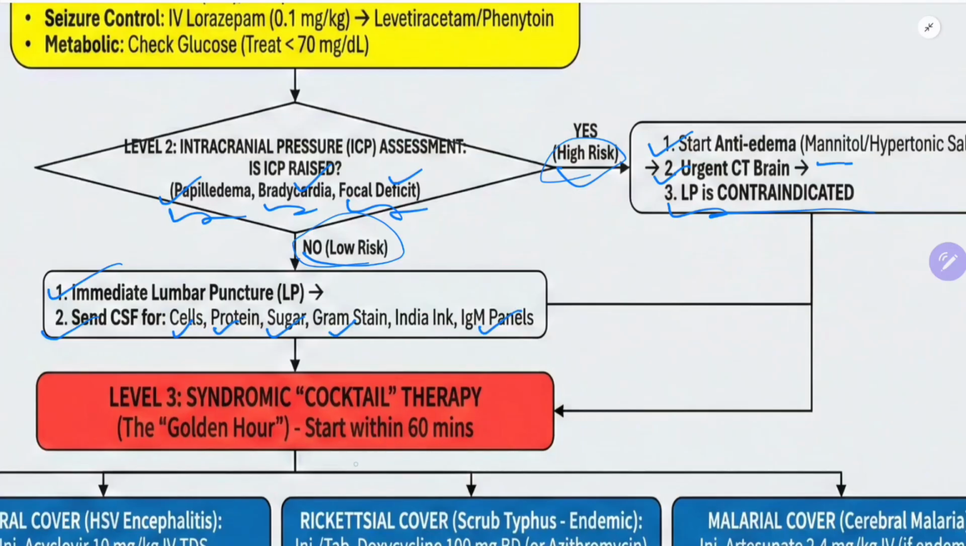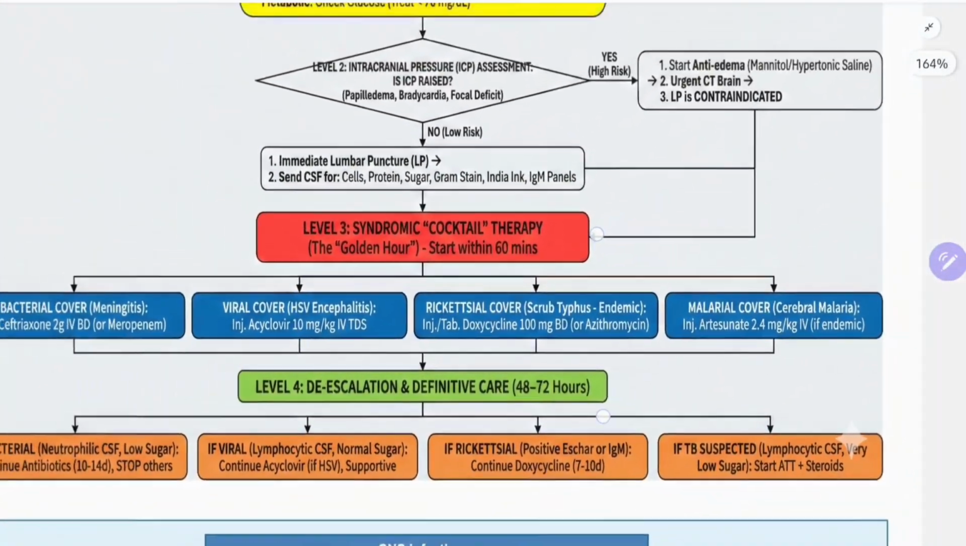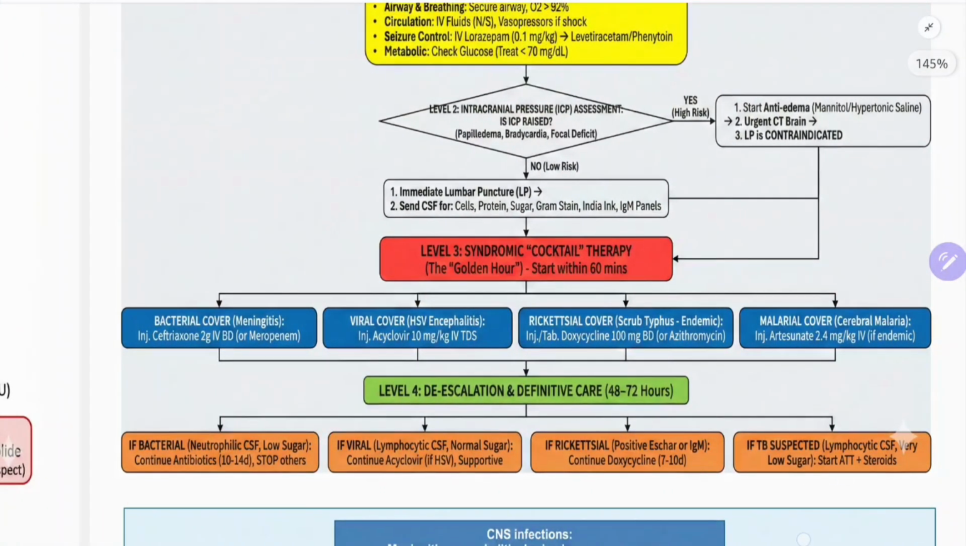Syndromic therapy for these patients: the golden hour, start within 60 minutes. What is the syndromic therapy? You should cover many bacteria, you should cover virus, you should cover rickettsia, you should cover malaria. In respiratory symptoms, you should cover influenza. Then IV ceftriaxone 2 gram IV BD should be given, or meropenem. The dose of ceftriaxone is the meningeal dose in meningitis, 2 gram IV BD, or meropenem can be given.